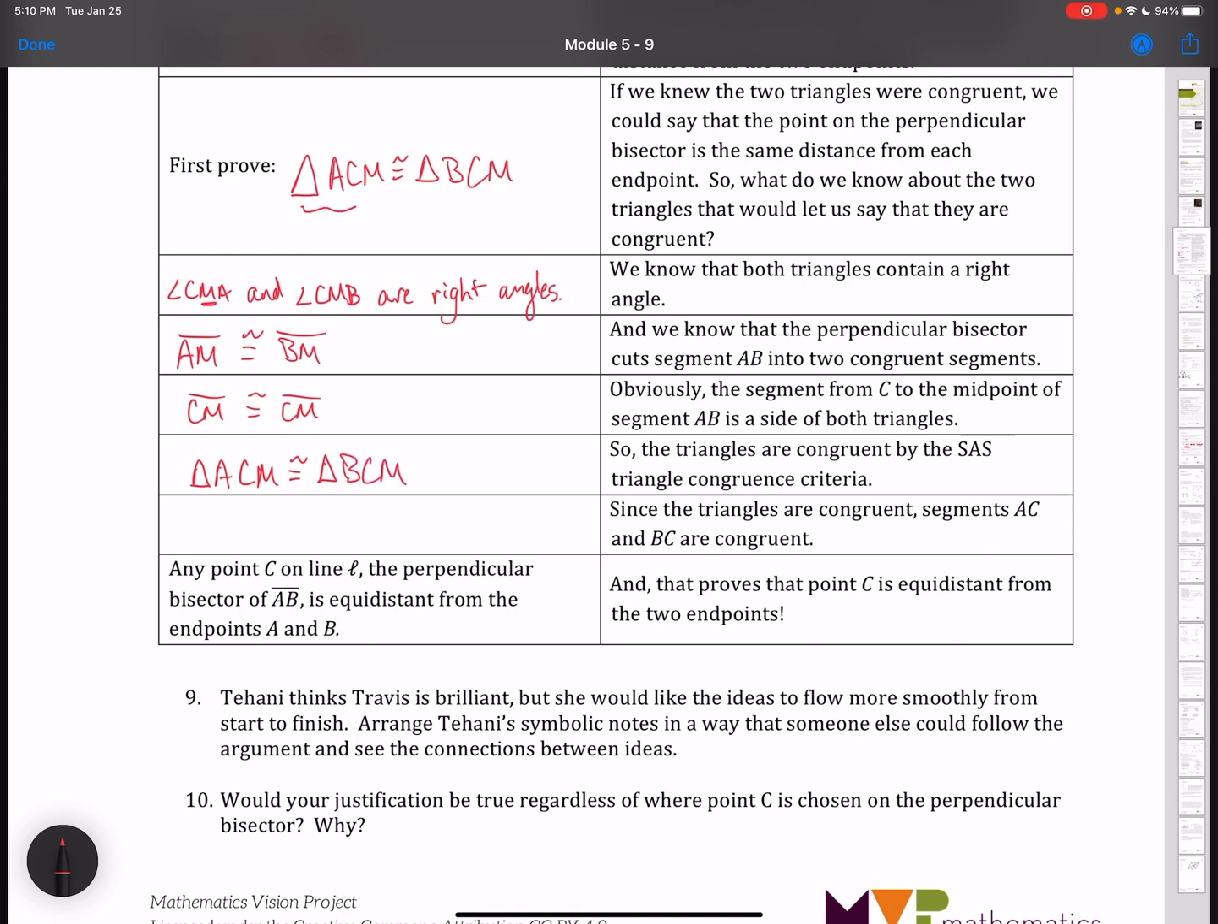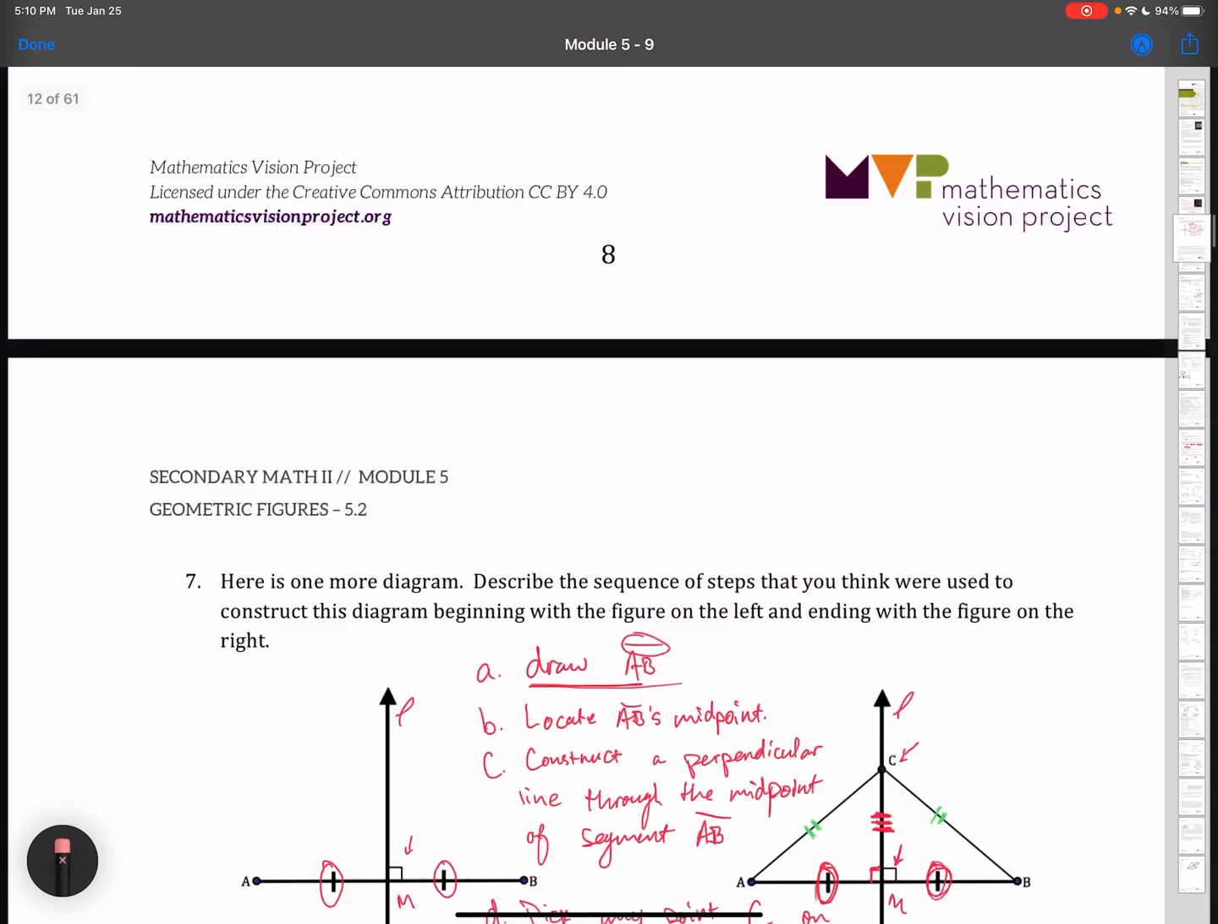So now I wanted to first prove this. Check it out. Down here, I just have, based off of this side, angle, side, triangle congruence criteria. Next, Travis says, since the triangles are congruent, segments AC and BC are congruent. And that's this idea that if you have two things that are congruent, all of the corresponding parts of those things are also going to be congruent. We'll talk more about that idea in a while too.